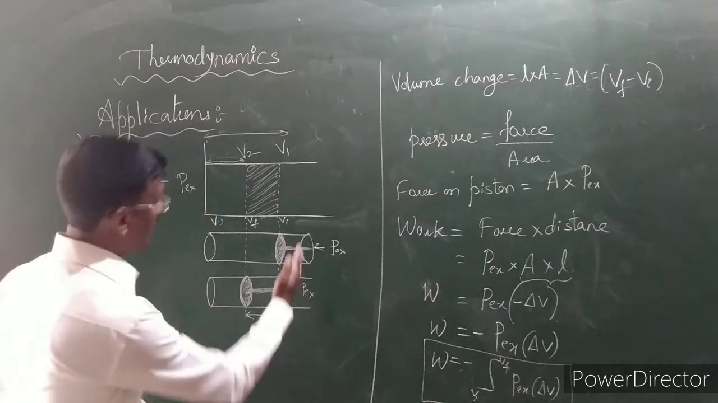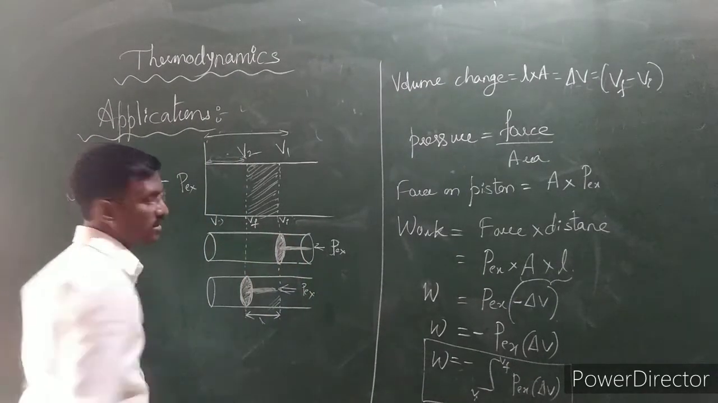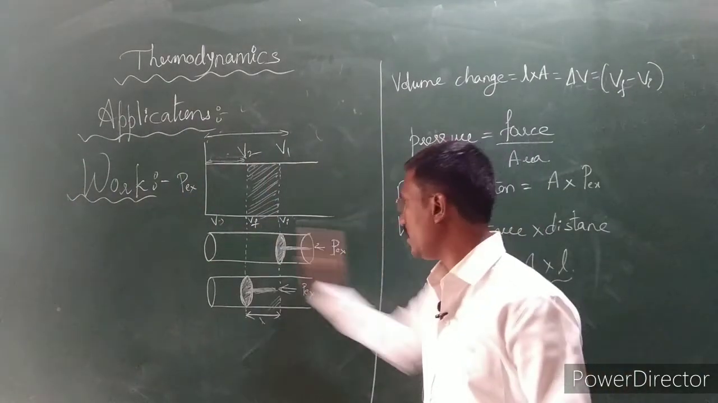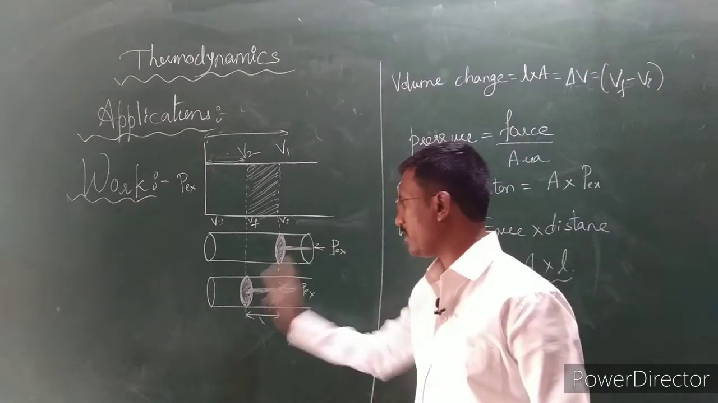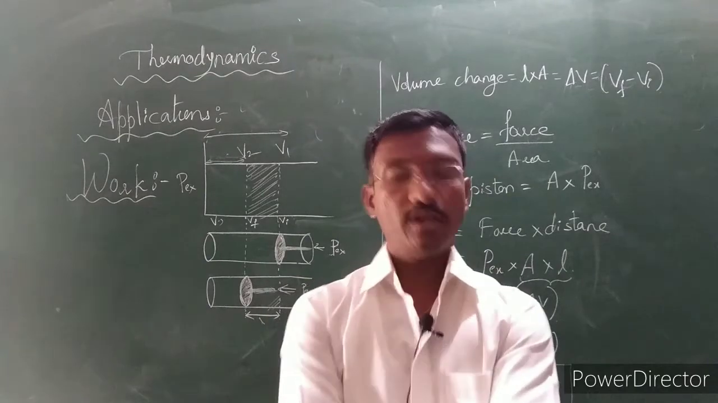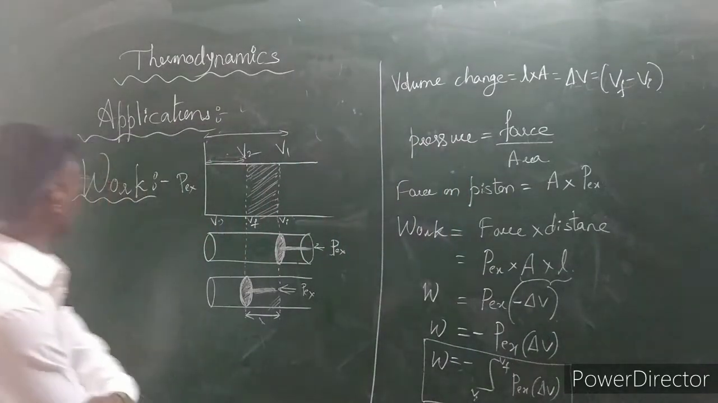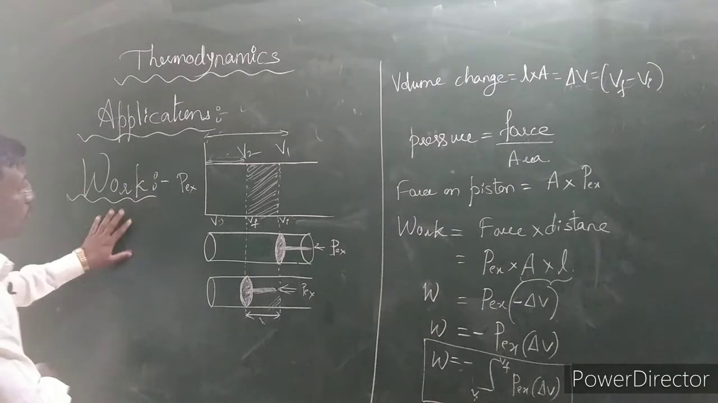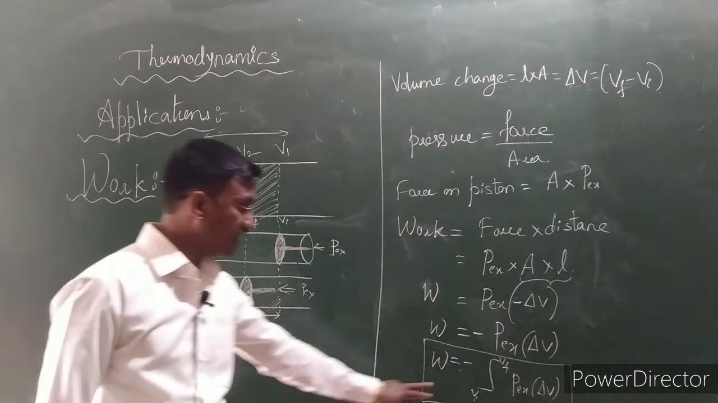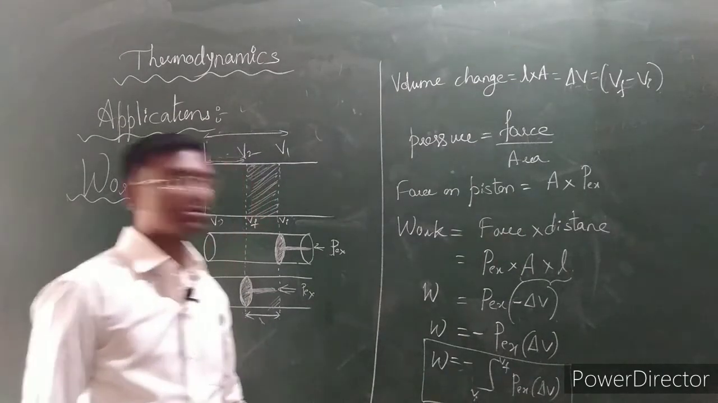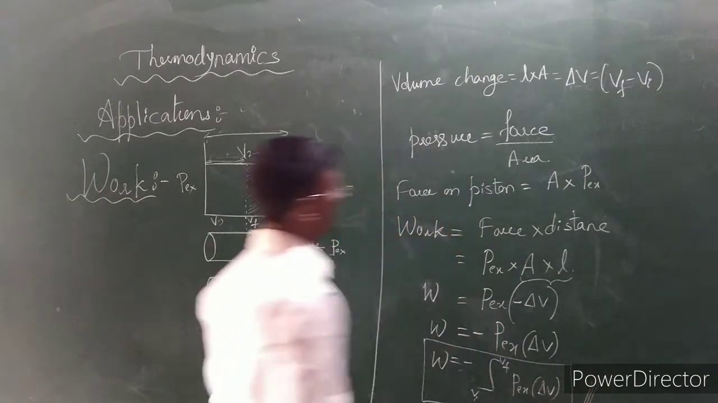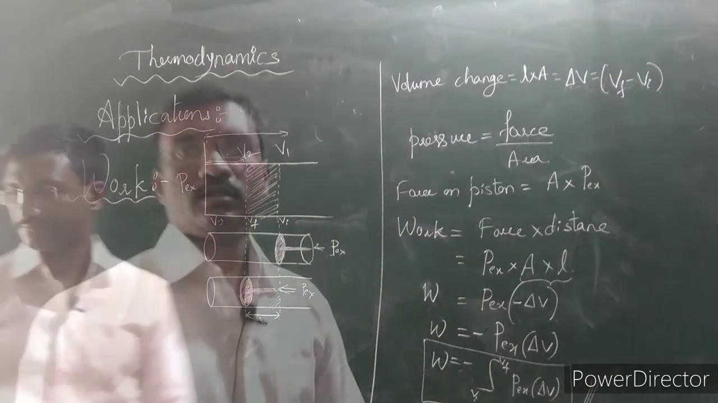If the piston is applied gradually, then it is called a reversible process. If the pressure is applied suddenly and it cannot come back again, then it is called an irreversible process. So here, do remember this application of thermodynamics. Work done on the system at constant temperature in irreversible processes, this is the final expression. We have to write it. Okay.